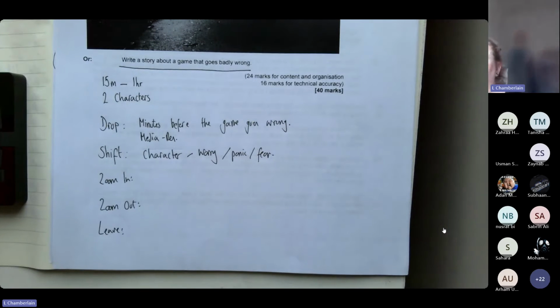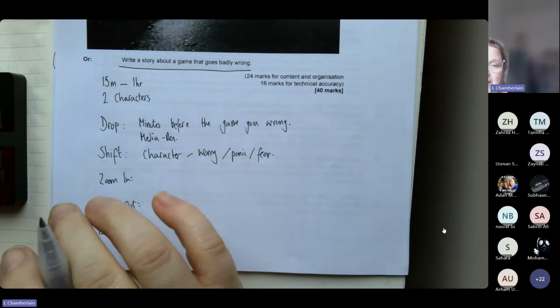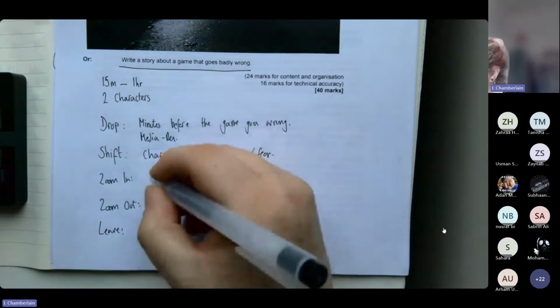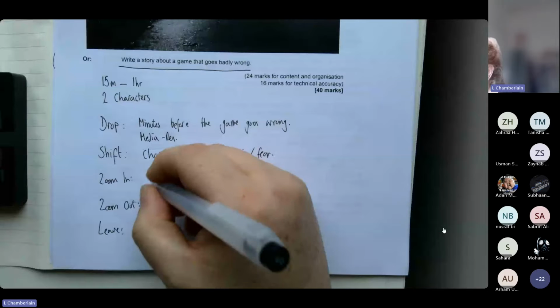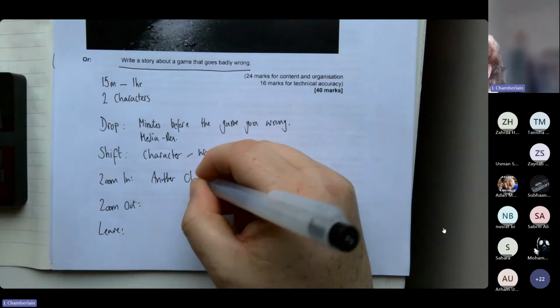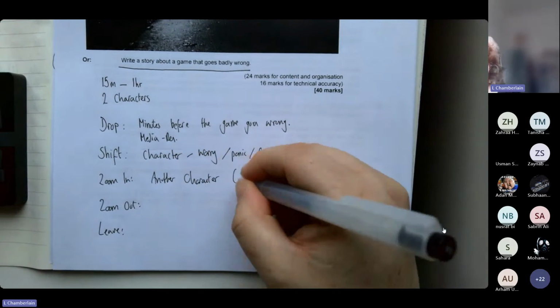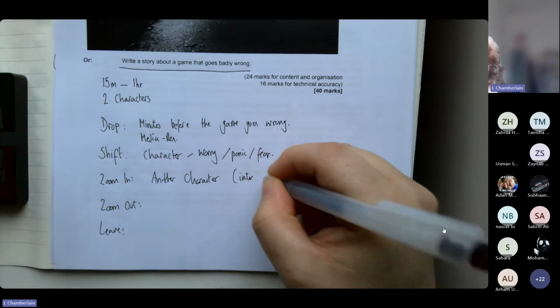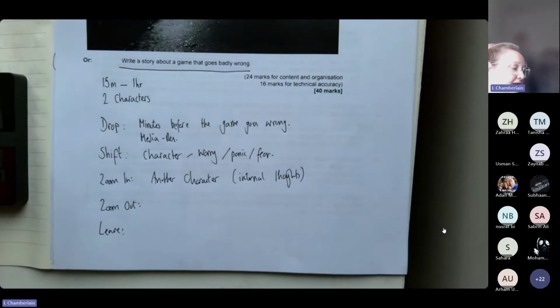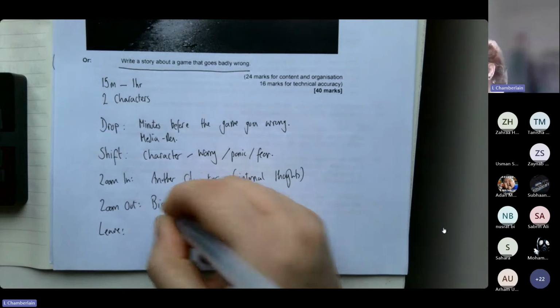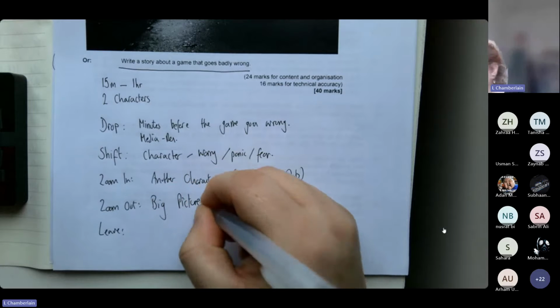Then I need to zoom in on something. Now, for me, that zoom can be a person, again, a place, a thing. And what I'm thinking about here is that I would want to make a zoom on another character or my other character. And this time I'm going to be thinking about their internal thoughts. Maybe at this point I'd include something like the way that their eyes are trained on some information or something like that. The zoom out is returning to the big picture.